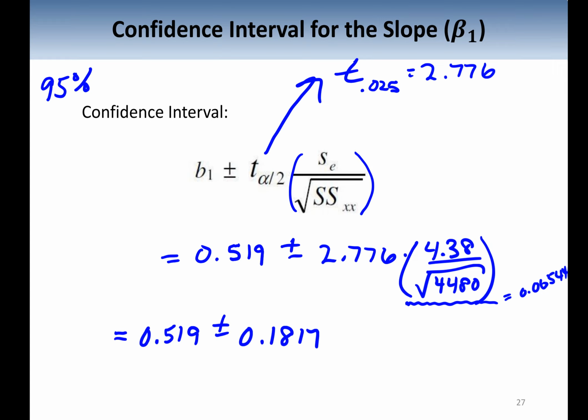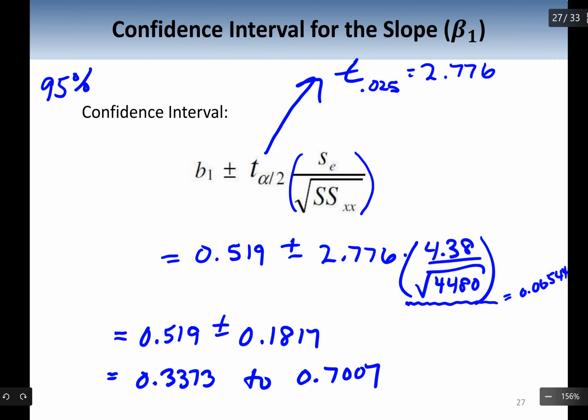All right, so moving along, that means that we have a value of 0.3373. That's our minimum value, to 0.7007. So notice this is our minimum value. Think of the number line. This is our maximum value. Notice that the value 0 is excluded. It is not within that range. It's outside. So that means that we would reject the null hypothesis that 0 is plausible, and we would say that it is statistically significant.